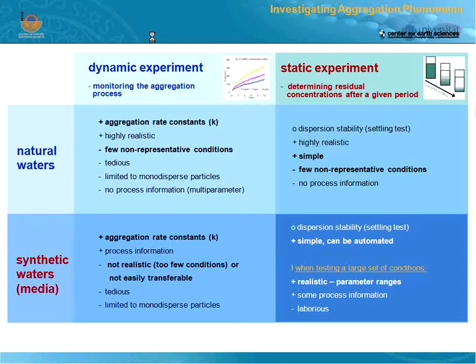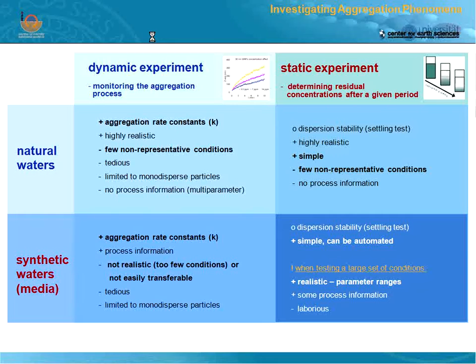The dynamic experiment would be: you take your particle, you mix it towards a certain hydrochemistry, so you put some calcium in, you set the pH, and then you observe the aggregation of the particles, mainly by using, for example, dynamic light scattering, measuring the evolution of particle size over time. That would be a classical dynamic experiment.